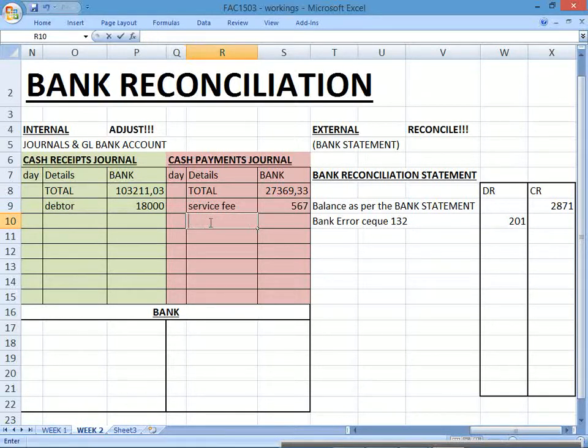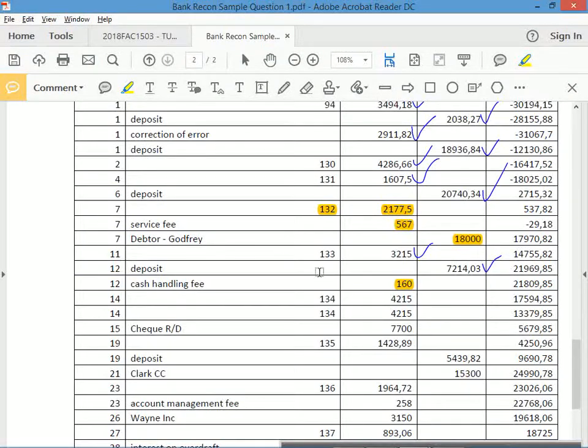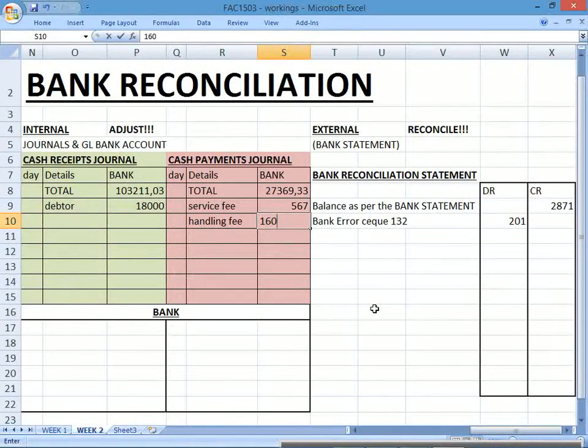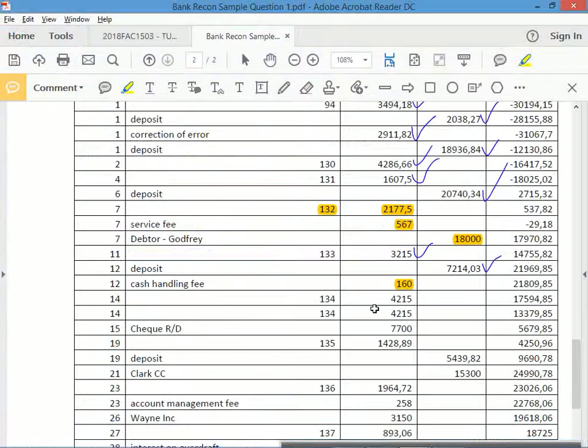Ooh, I'm not going to fit the whole thing in. I'm just going to write down handling fee then. Or cash fee, either or, doesn't really matter. Or even bank charge, you can write that, 160. Okay. Next, let's carry on. Let's look at the next one.